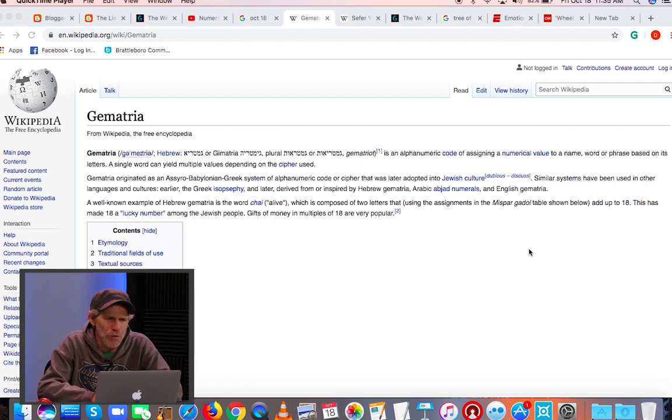For those that don't know, and there's a lot of people who don't, and that in itself is interesting, that people don't know about this ancient occult Kabbalistic practice called Gematria. It's an alphanumeric code of assigning a numerical value to a name, word, or phrase based on its letters. A single word can yield multiple values depending on the cipher used.